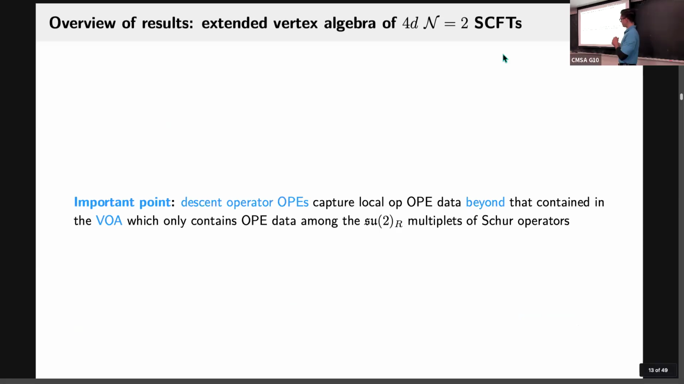But an important point is the following. These descent operator OPEs are capturing local operator OPE data that's beyond that contained in the VOA of Schur operators, which by definition is only going to contain OPE data among the SG2R multiplets of Schur operators. Actually, this might seem a little mysterious at this point because I have not told you how this SG2R emerges, but hopefully once I get to the appropriate slide, this will ring a bell. And if it doesn't, then I can come back and explain.